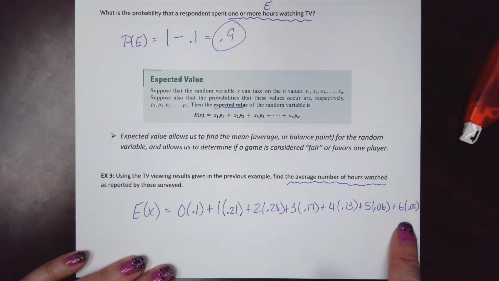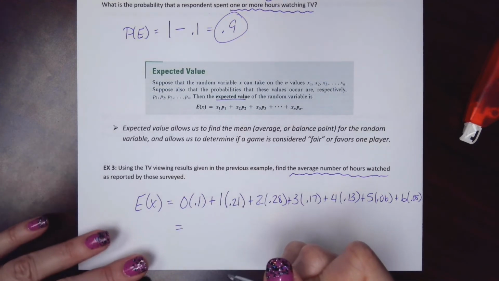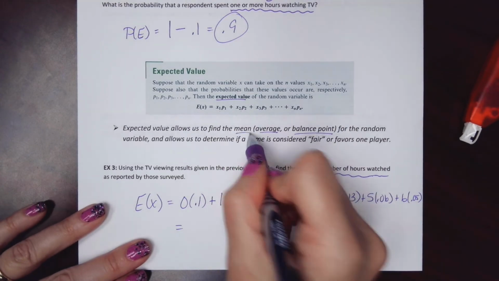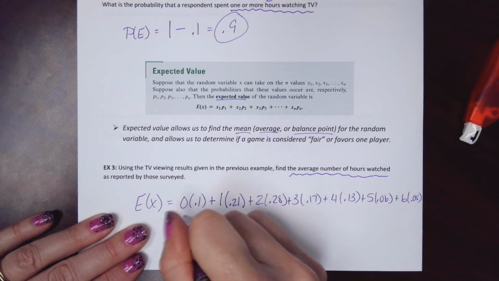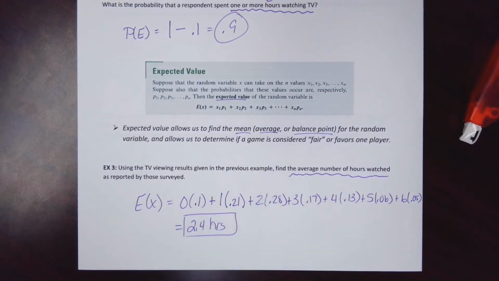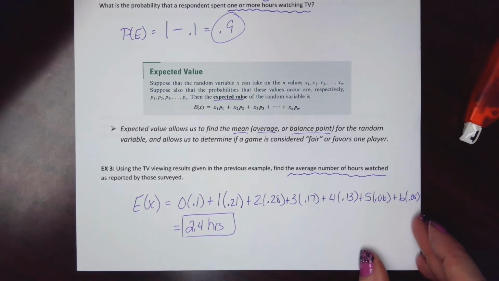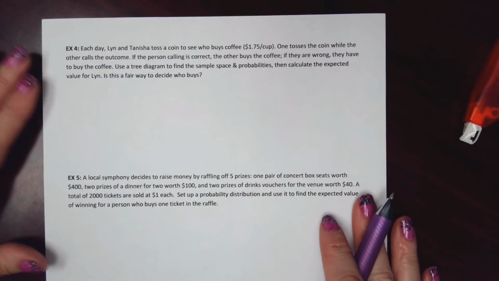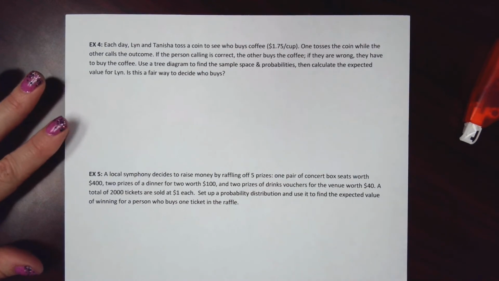Now when I plug this all into my calculator, I get an expected value, or a mean, or a balance point or average, depending on how you want to term it, of 2.4 hours of television viewing. Now that's a lot to plug in and make sure that you get right in your calculator, right? So we have to be careful and make sure we do a good job with that. Okay, so that's how we find expected value. We're going to do 3 more examples, 3 more application type problems together.